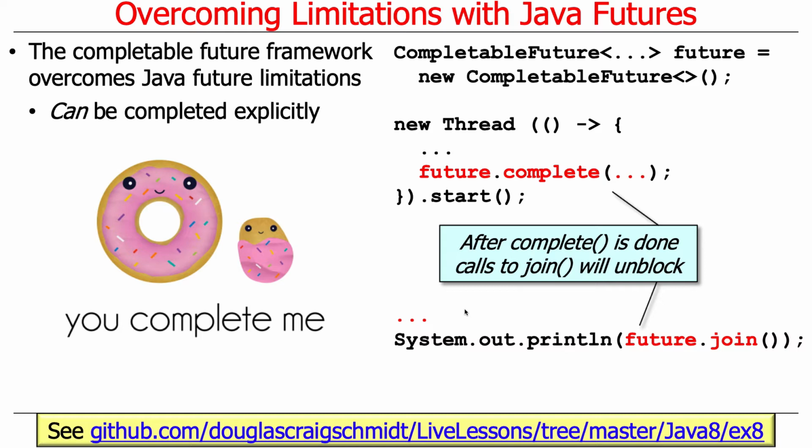So here's an example. We could go ahead and create a completable future with no computation associated with it. We could start a thread that will do some processing. We could have that thread running in parallel with other things. And then at some point, when this thread reaches a point where it's got a result, it can say future.complete. It can pass the result in. And at that point, any thread that's waiting or trying to get the result or trying to join with the result will unblock. You can explicitly complete a completable future, which you can't do with a future.